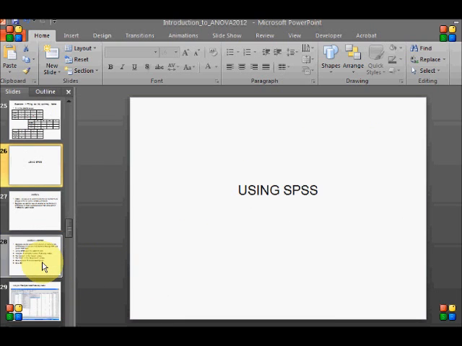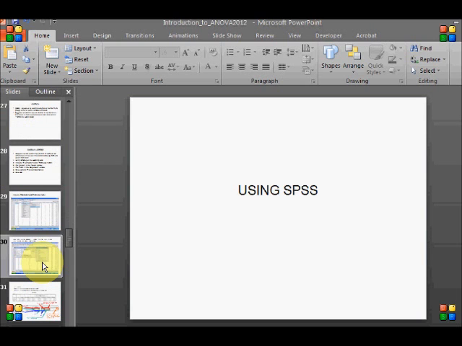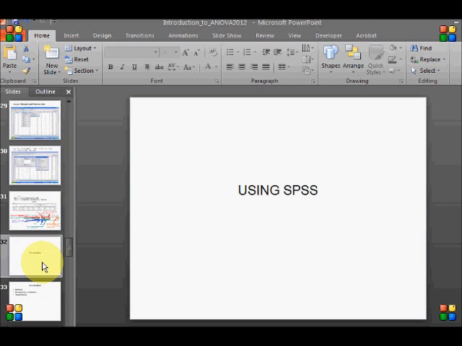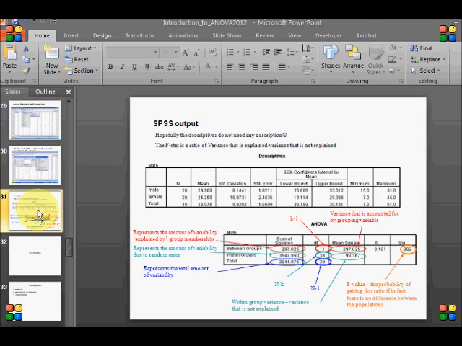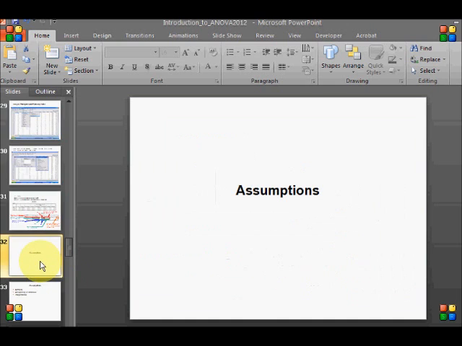Now, the using SPSS portion, I'm going to go over in class more. I will just want you to pay special attention to this slide because this gives a label of everything. And if you want one to have handy about how to calculate anything or what anything means, this is a good one to have.